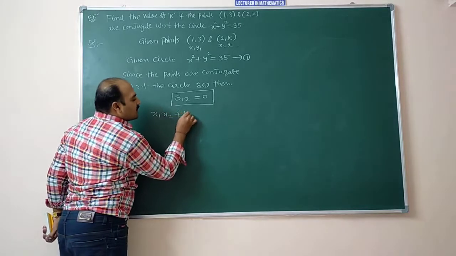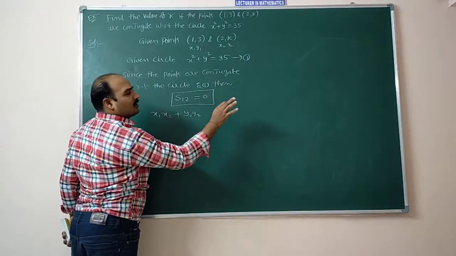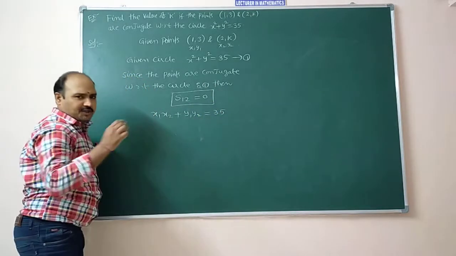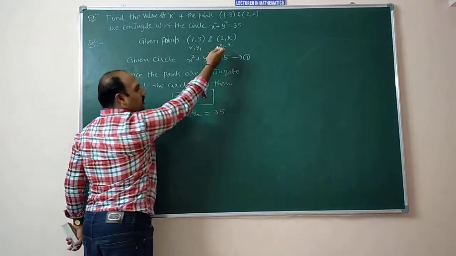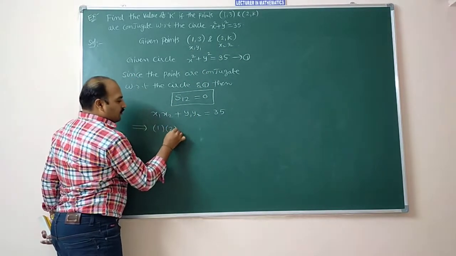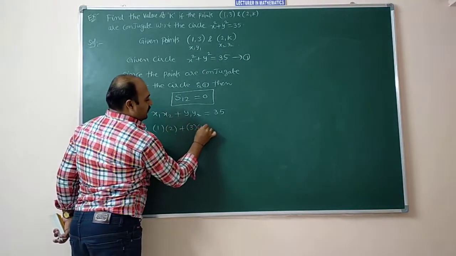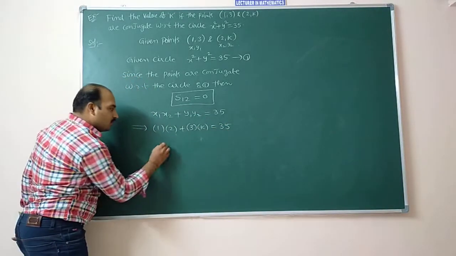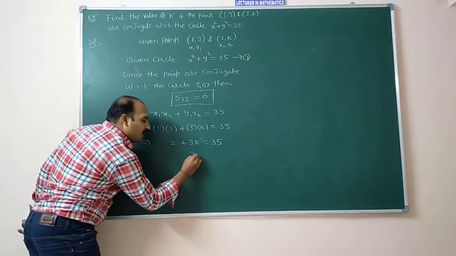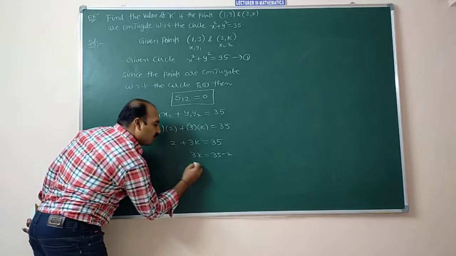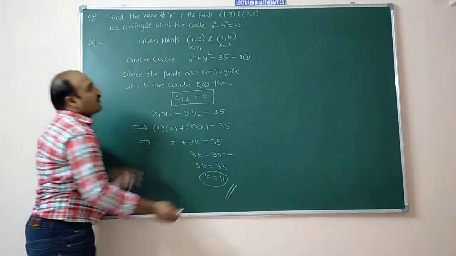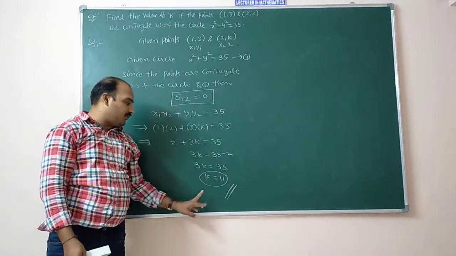x1x2 plus y1y2, there is no x, y term, constant equal to 35, or 35 we can take this side. According to your convenience you write it. Now x1, y1, x2, y2 values are there, substitute in this. x1x2, 1 into 2, plus y1y2, 3 into K, is equal to 35. So that implies 2 plus 3K is equal to 35. So 3K is equal to 35 minus 2, 3K is equal to 33. So K is equal to 11. Therefore, the given points are conjugate. Then the value of K is 11.